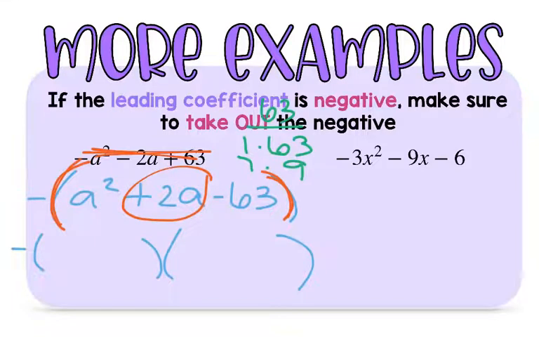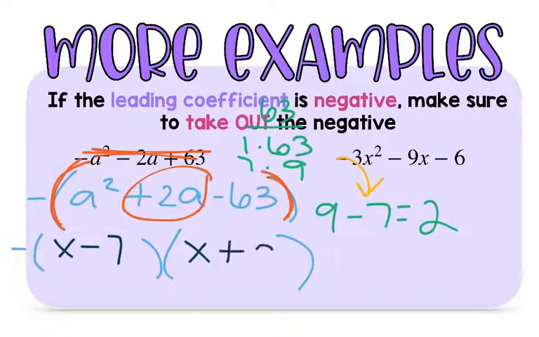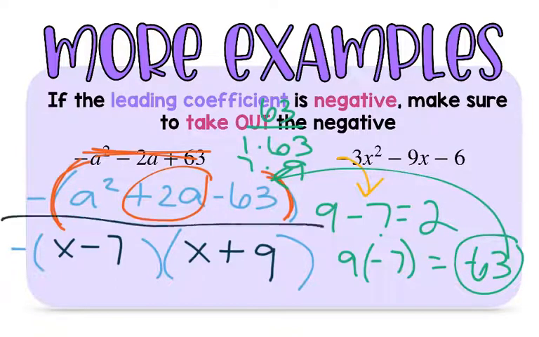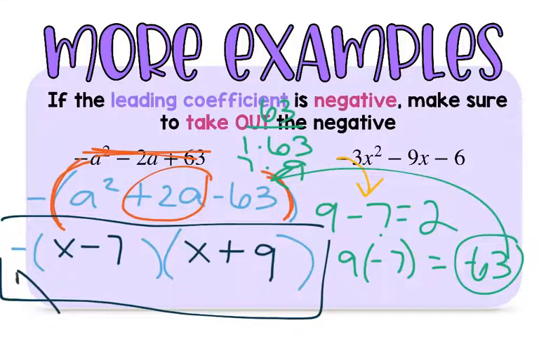Okay, so I need to add to get to positive 2. And the only way I can get that is if I do 9 minus 7, because that would be 2. So the 7 is the one that has to be the negative. So I'll write that in. X minus 7, the 7 has to be negative, and the 9 has to be positive. And again, the reason that works is because 9 minus 7 is 2, and 9 times negative 7 is negative 63, which is exactly what we wanted. We had a negative 63. So this is my final answer. Notice I still have that negative right here because we took it out at the beginning and it just stays kind of hanging out in front the whole time.